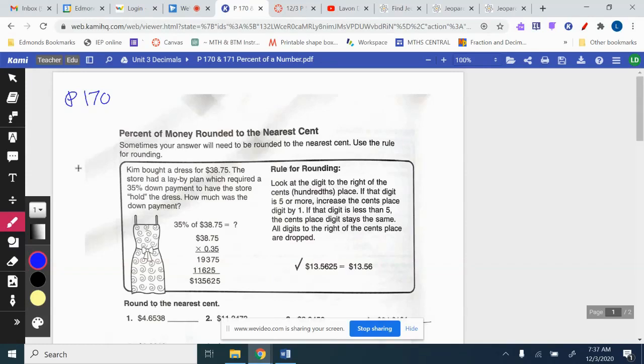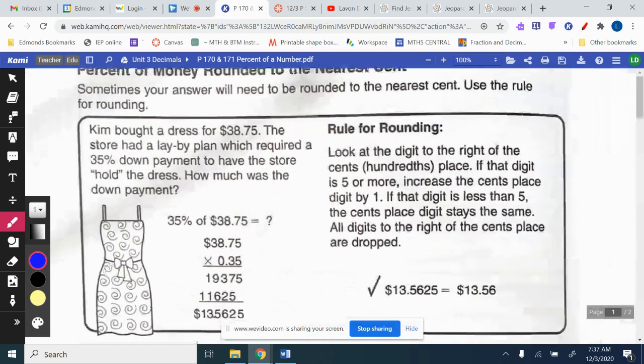170 and 171, we're going to learn about how to find percents of numbers. Page 170 talks about percent of the number, which means we're going to have to round to the nearest cent. And page 171 talks about using fractions. So let's jump into this.